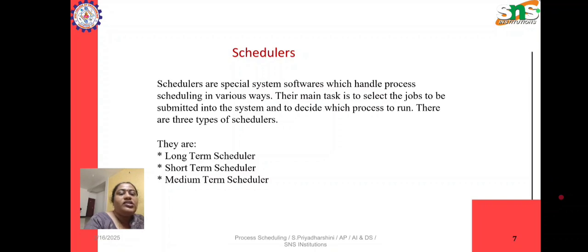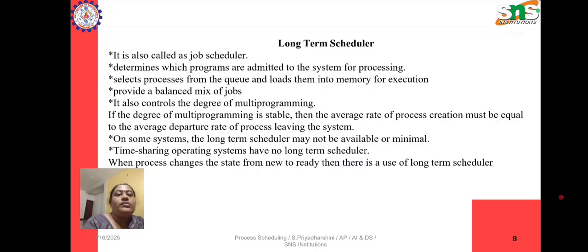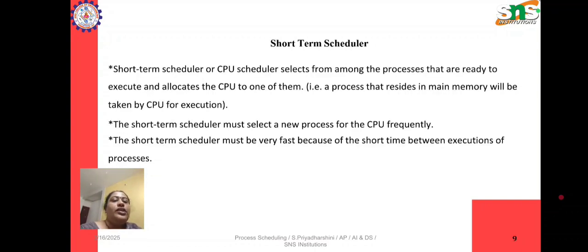There are three types of schedulers: long-term, short-term, and medium-term scheduler. The long-term scheduler is also called the job scheduler. It determines which programs are admitted to the system for processing. The short-term scheduler, or the CPU scheduler, selects among the processes that are ready to execute and allocates the CPU to one of them.